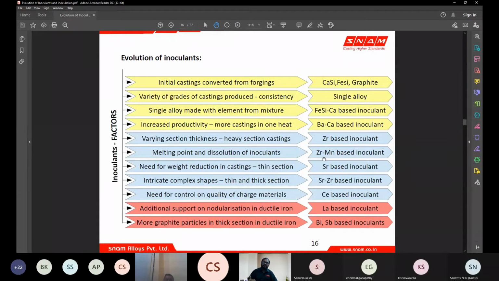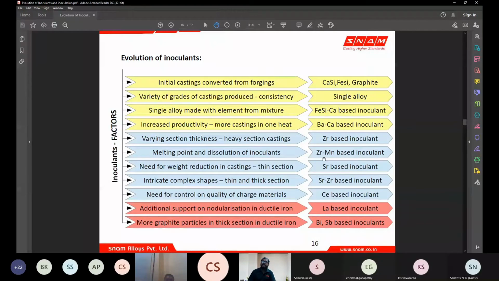Then, when you have different section thicknesses in the casting, where the complexity would have varied, a new element got added. This would have been the zirconium based inoculant coming up. Zirconium is a high melting element, so when zirconium gets added, the overall melting point of the inoculant increases. To control that, an element addition which controls the melting point was needed. When you add manganese to your inoculant, the overall melting point of the alloy comes down. So if melting point and dissolution of inoculants is a problem, you add manganese to it, and you come up with the zirconium manganese inoculant.